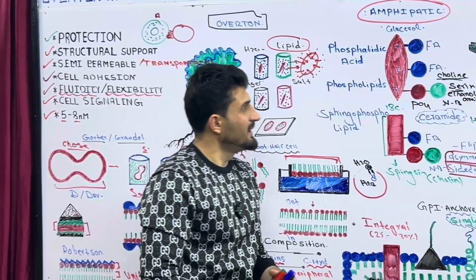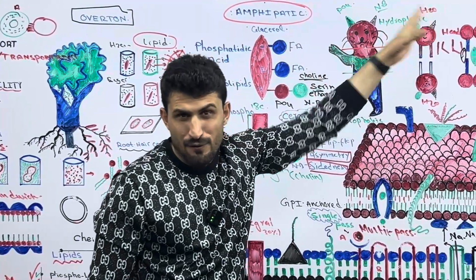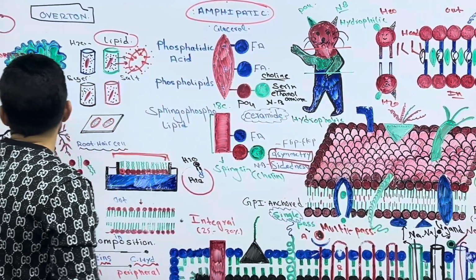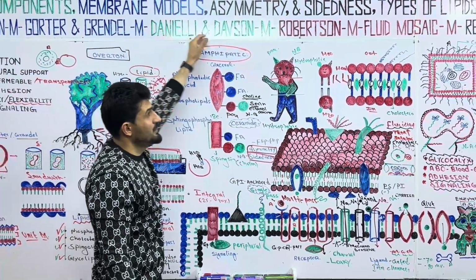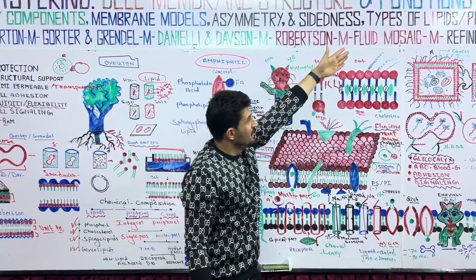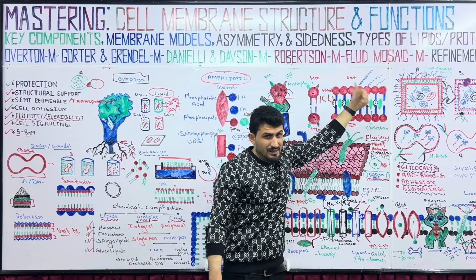So we studied a lot about cell membrane structure and its functions. For example, we studied different components of the cell membrane, different cell membrane models, different types of lipids, proteins, and carbohydrates, and so on.